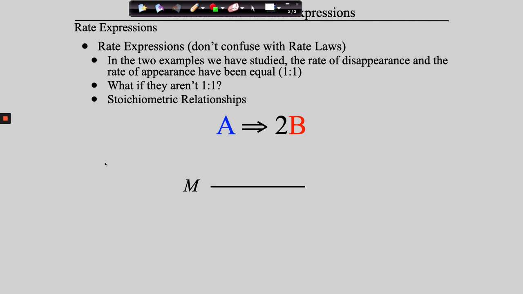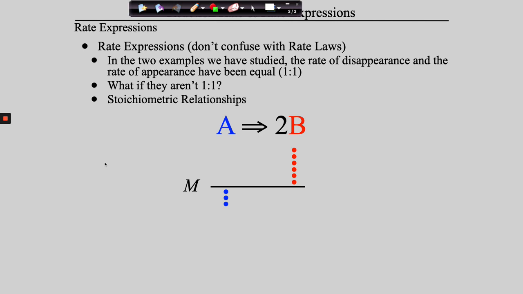So guys, here's the deal. When one A breaks apart, it turns into two B's. So if we lose one A, we will gain two B's. If we lose another A, we will gain two more B's. If we lose another A, we're going to gain two more B's. Does that relationship make sense?